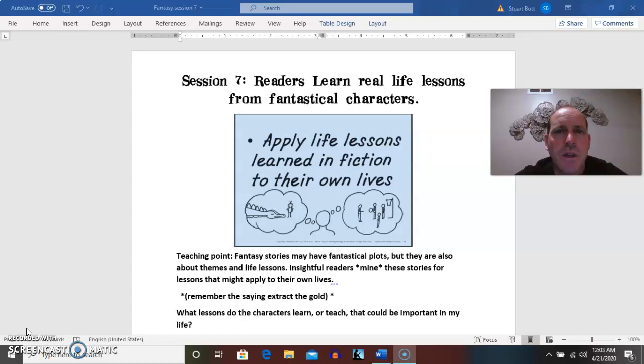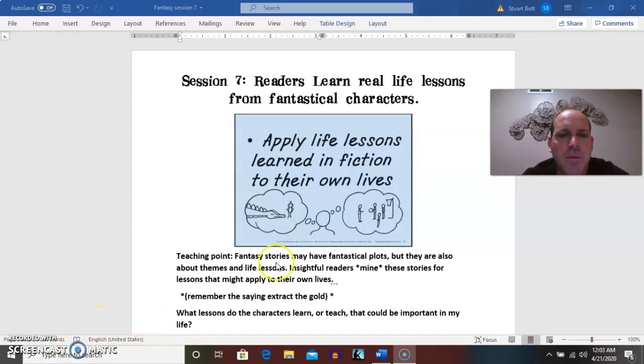For today and tomorrow's lesson, we're looking at session 7, and it's readers learn real life lessons from fantastical characters. Throughout your fantasy journeys, a lot of your characters are going to have trials and tribulations, and they're going to come across a lot of themes. So there's going to be good versus evil, that kind of stuff. But as they're learning lessons, can you learn a lesson from them? Or can you see a lesson that you can relate to in your own life?